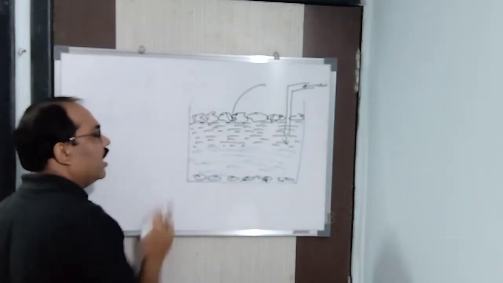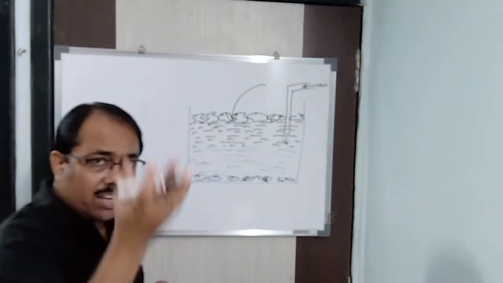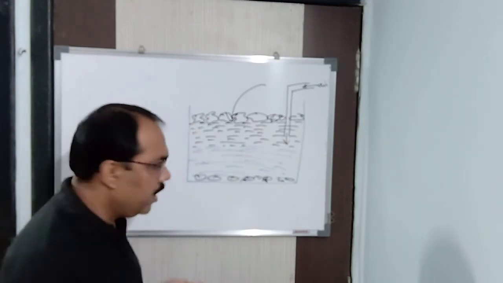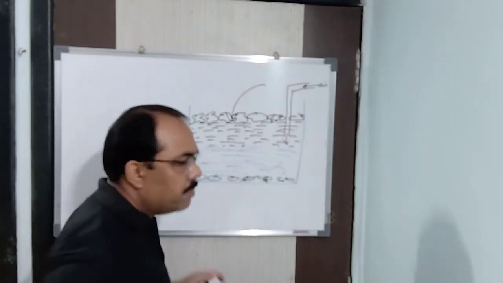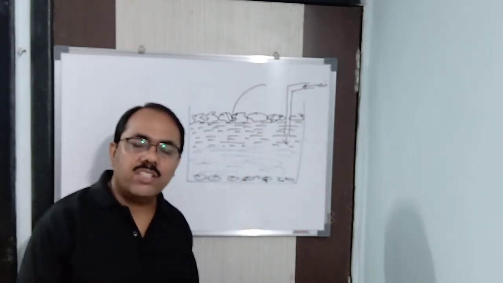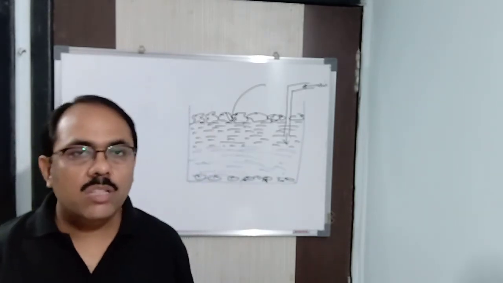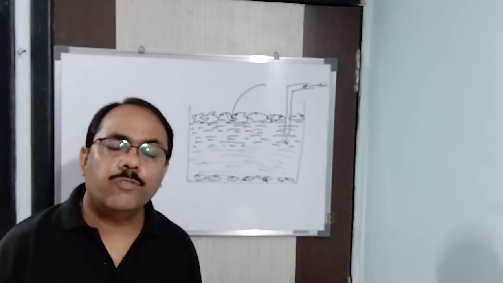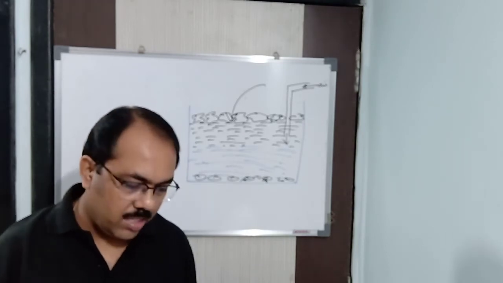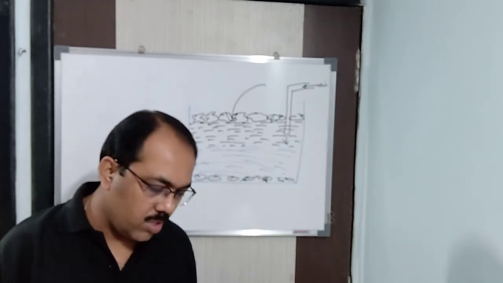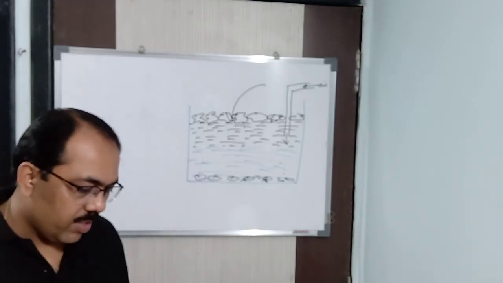Now the froth is lighter, it will rise to the surface and it will get collected. How do you separate it? Mechanically, with the help of hand, we separate the sulfide ore. So this process is called the froth flotation method. It is used for sulfide ores.